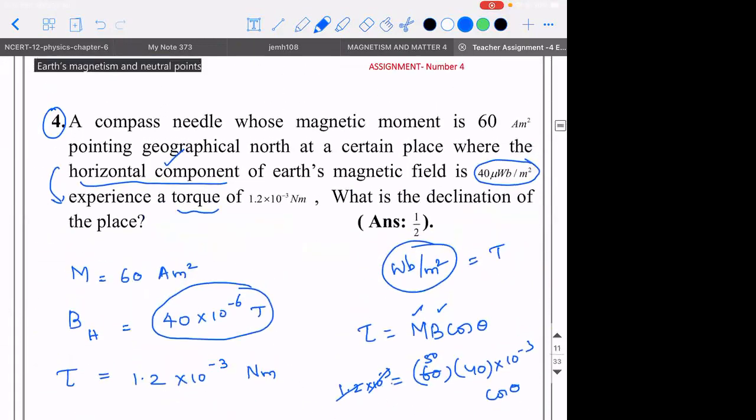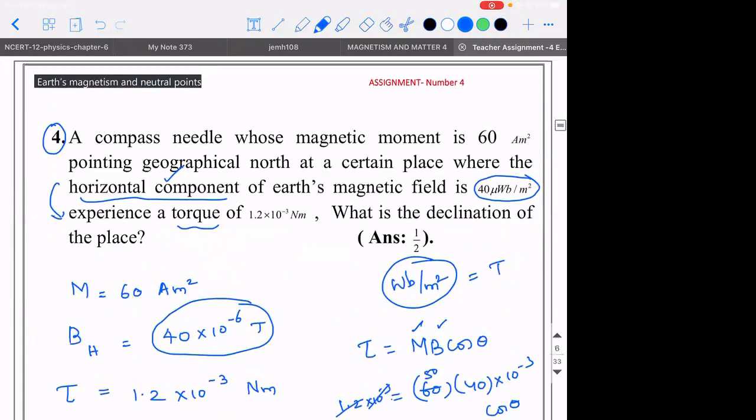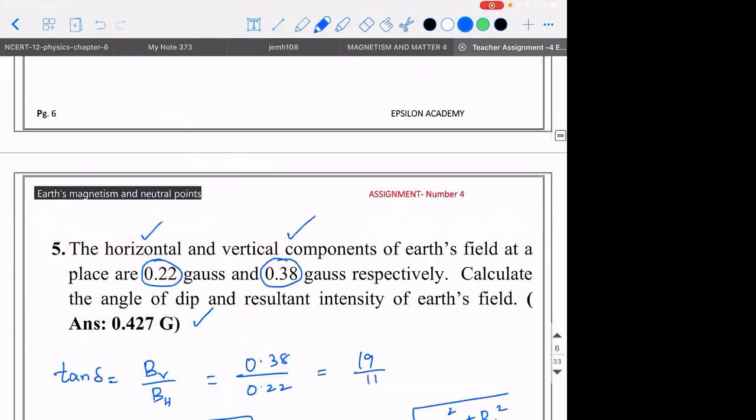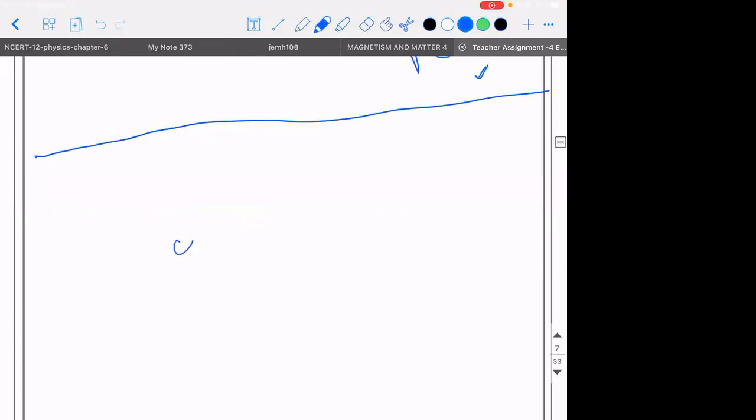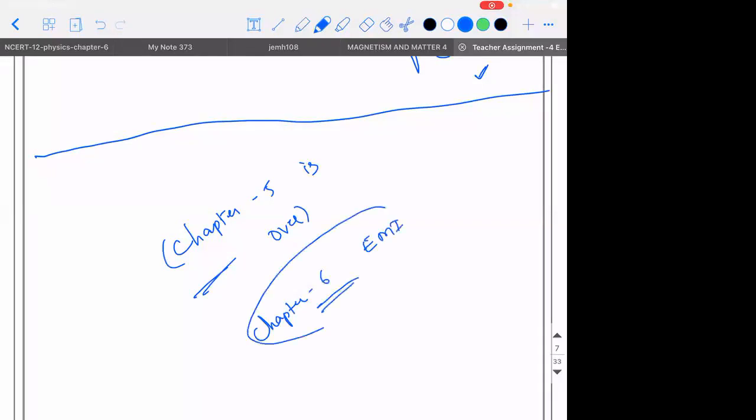So I hope it is clear, right? And the conclusion is this chapter is over. Chapter 5 is over. Next class, I'll start chapter 6, that is electromagnetic induction. So be ready for it.